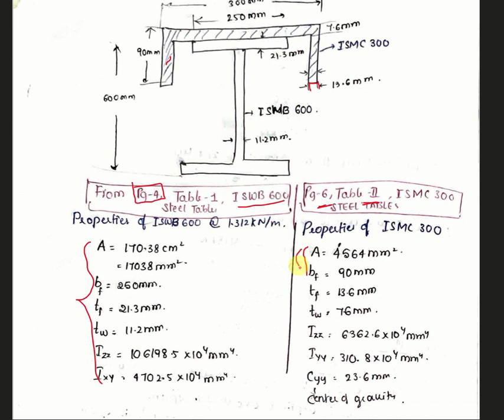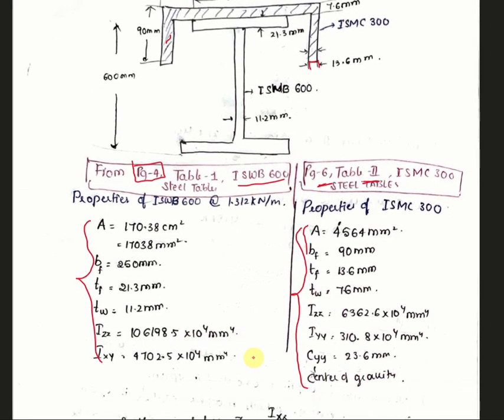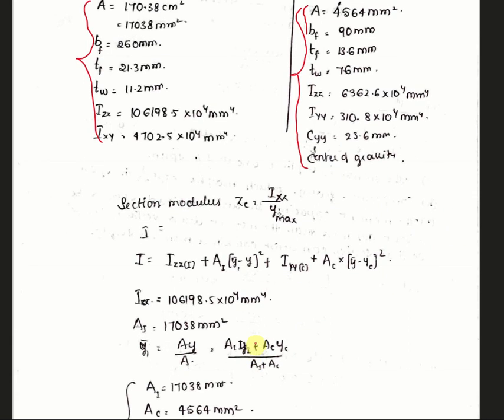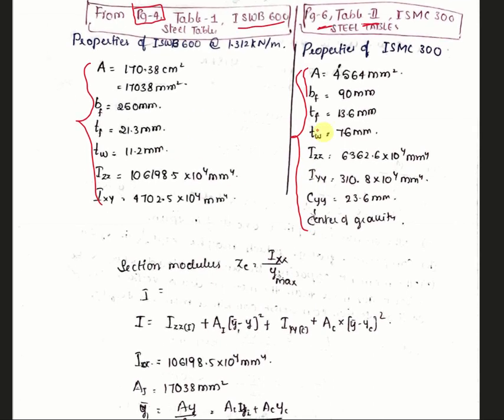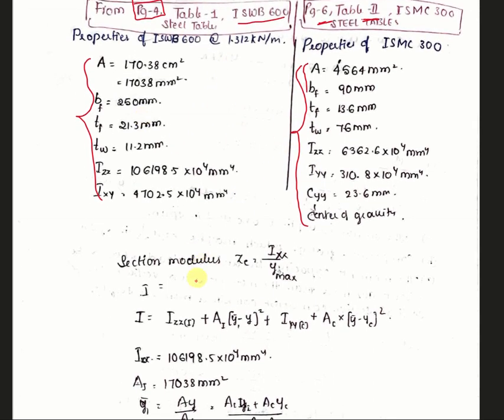So these are all the properties of I section. All will be mentioned in that page. You can just refer to that once. After writing all these values, from now onwards, all our calculations will be based on the values already mentioned in the steel table. So you have to write all of this. These are all the values we will be using.